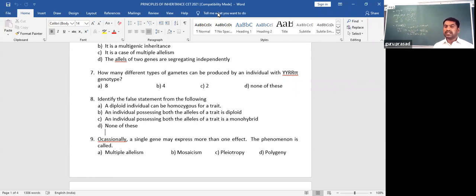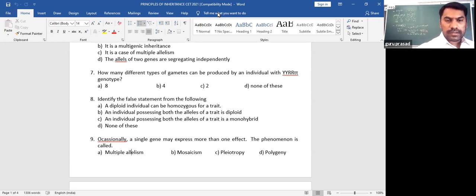So the answer for where a single gene shows more than one effect is pleiotropism. As I just told, the example is phenylketonuria. One of the disorders you are also going to study in Mendelian disorders, where there is a single gene defect. Due to that, an enzyme responsible for metabolic activity will be lacking here. So due to that, many organs will be affected. So that is called showing more than one effect. Multiple disorders will take place, and that is pleiotropism.